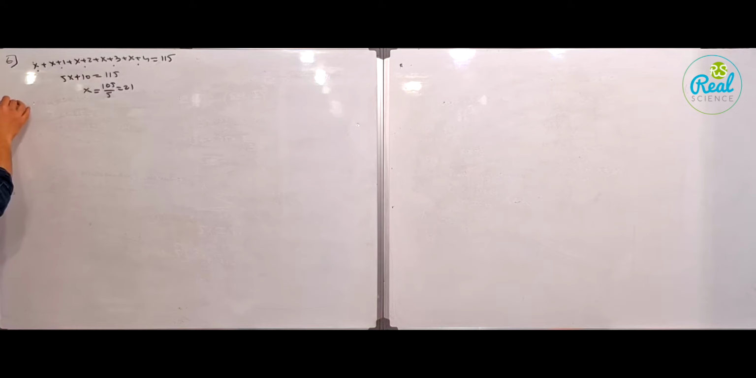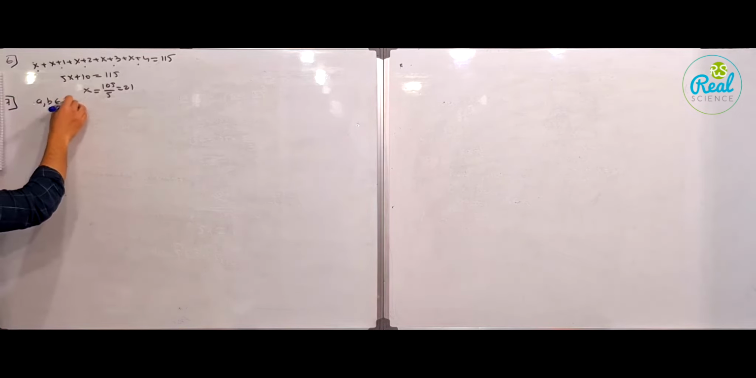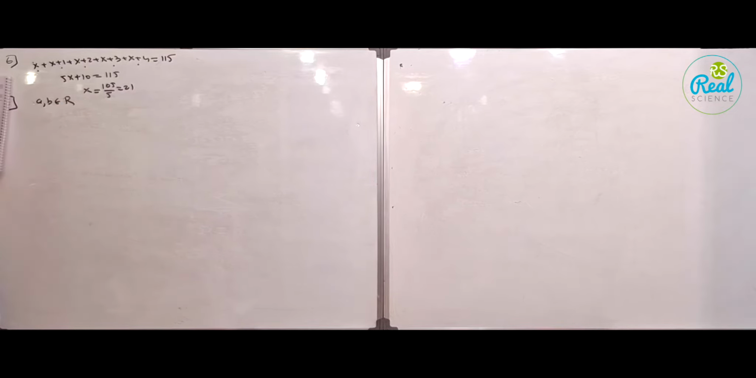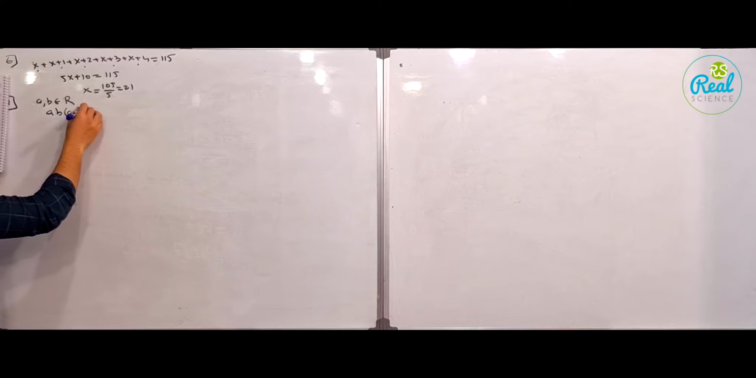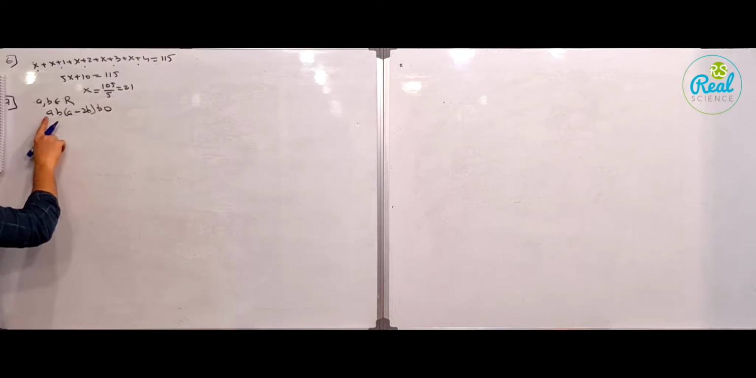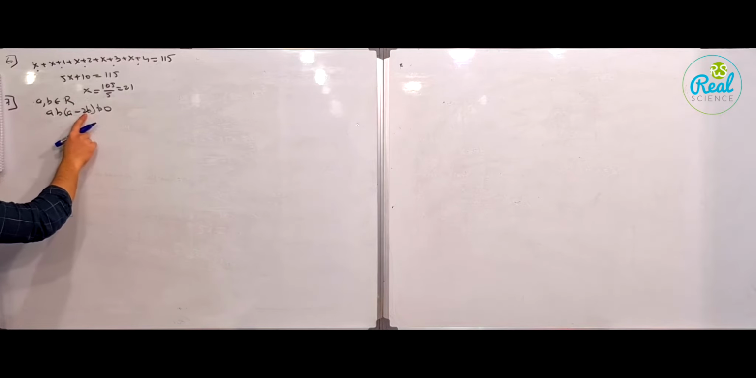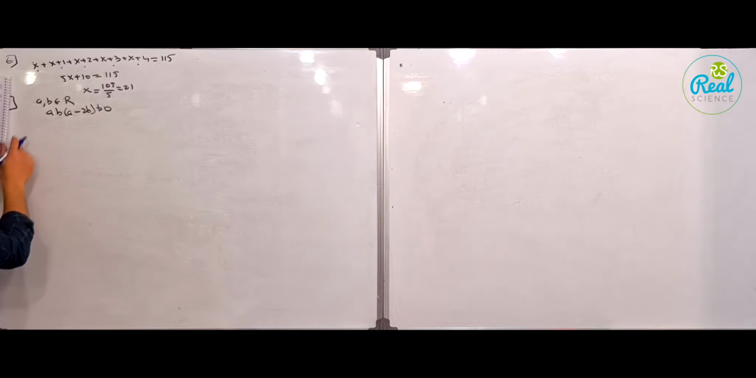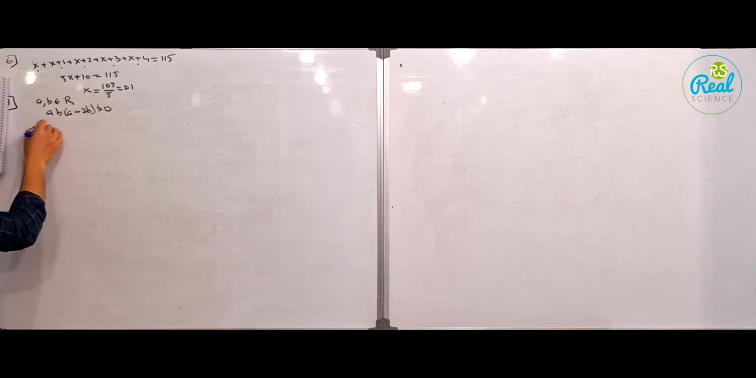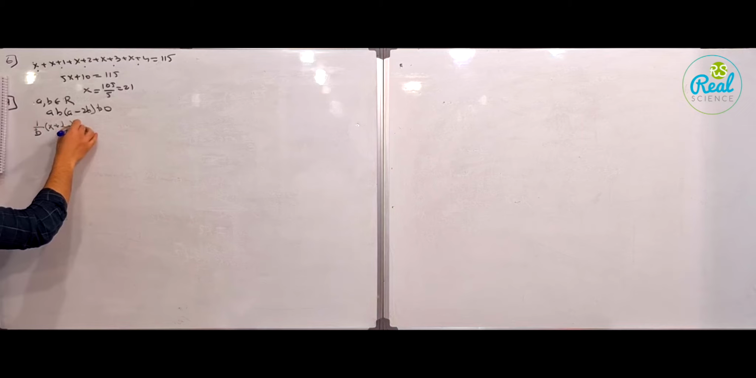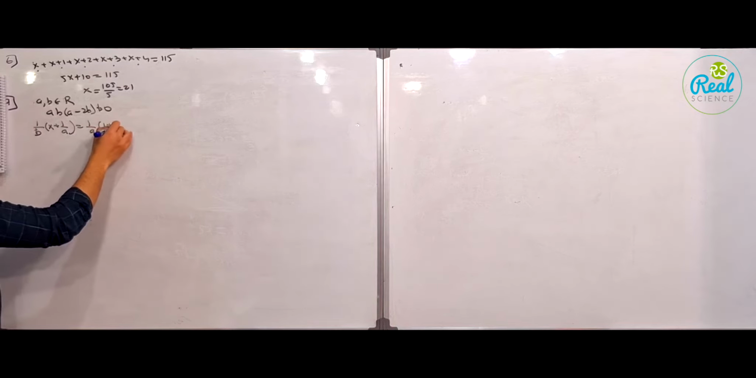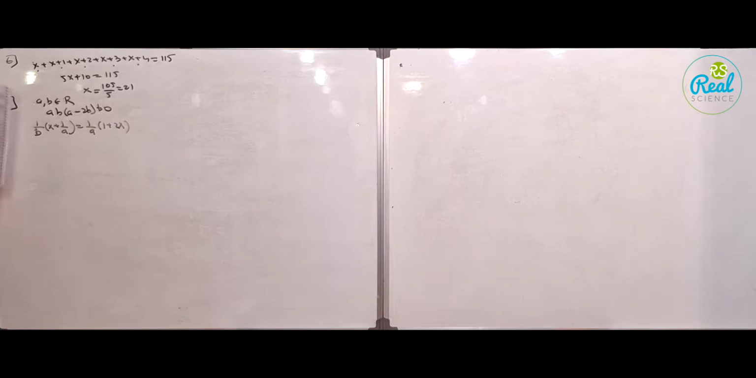Let's turn to 7. If a and b are real numbers, and a minus 2b is not equal to 0, it means a is not equal to 0, b is not equal to 0, and a is not equal to 2b, right? So 1 over 8 x plus 1 over 8 equals 1 over 8, 1 plus 2x. Solve the equation.